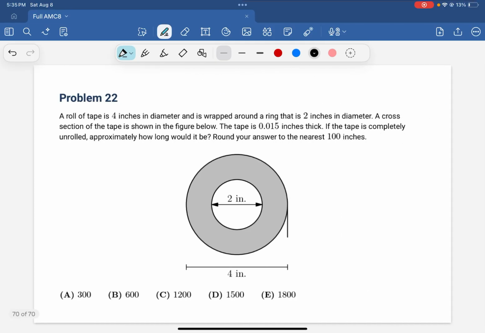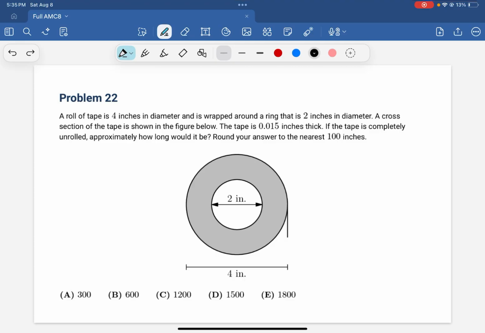Problem 22. A roll of tape 4 inches in diameter is wrapped around a ring that is 2 inches in diameter. A cross-section of the tape is shown in the figure below. The tape is 0.015 inches thick. If the tape is completely unrolled, approximately how long will it be? Round your answer to the nearest 100 inches. So, judging by all these answer choices, we don't need to be that precise, because they're all like 300 apart.